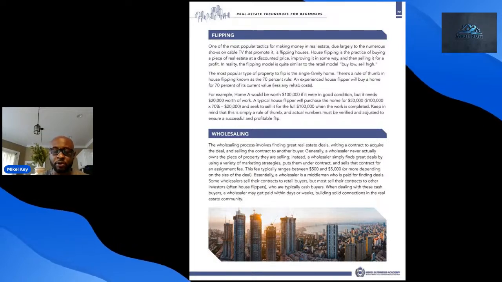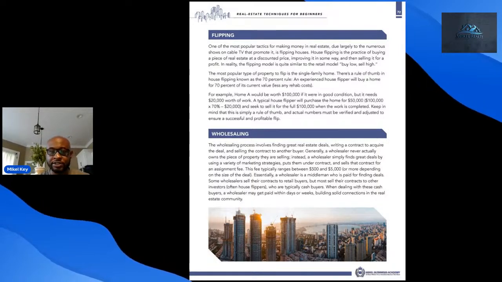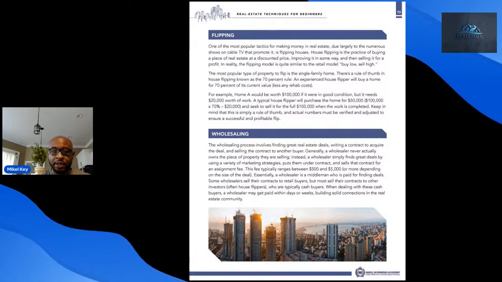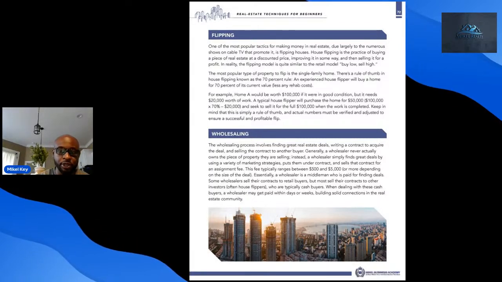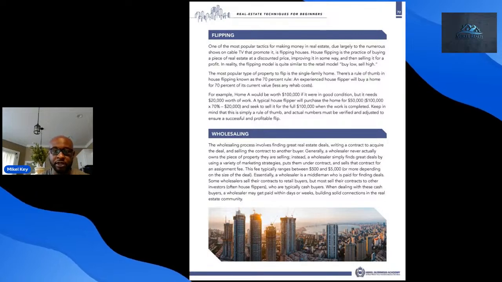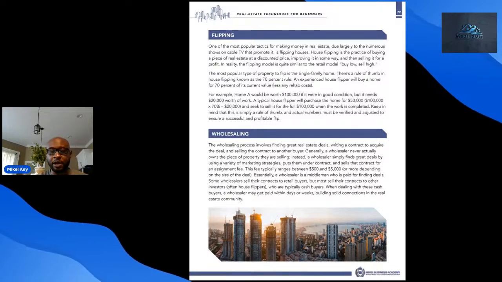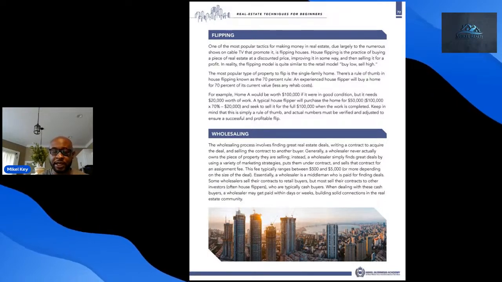So that's a simple way of how we calculate an ARV. You can also partner with an experienced licensed realtor, and they can teach you how they come up with the after repair value or the listing price they put properties on the market. But that's a simple way.